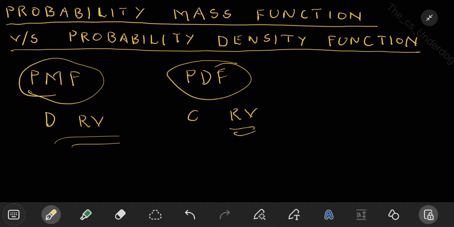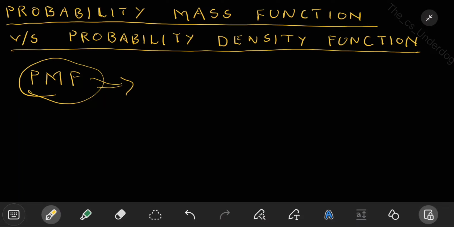The first thing you have to understand is why it is called a probability mass function and a density function. Let us take PMF first. Why is it called a mass function? The reason is this. Coming to discrete random variables, let's say there is a random variable x. It will take discrete values like 1, 2, 3, 4, etc. It can be either a finite number of values or a countably infinite number of values. That is the definition of discrete random variables.